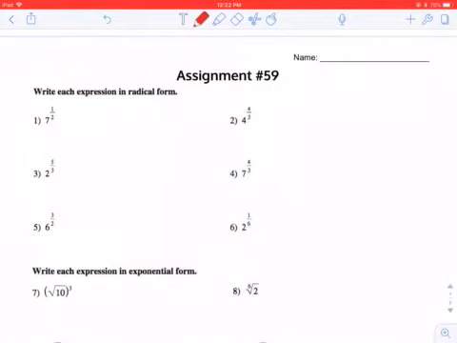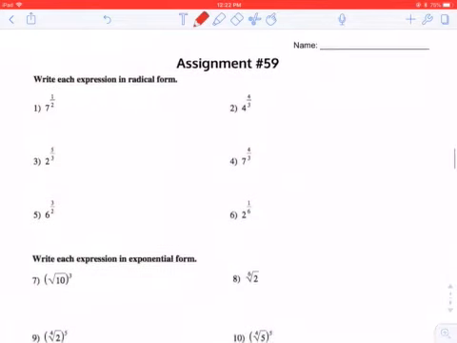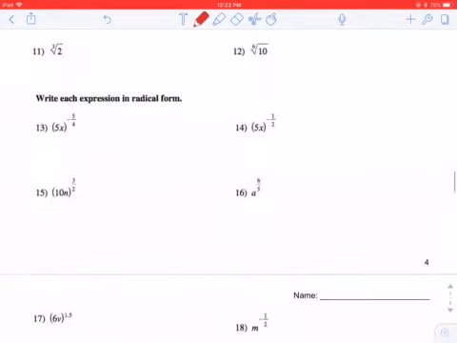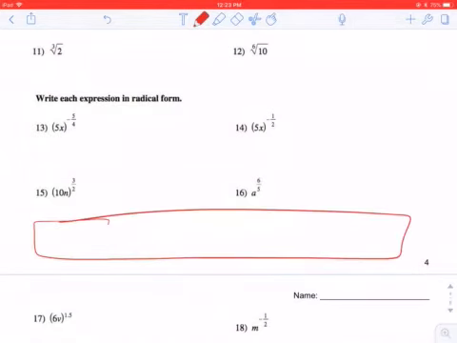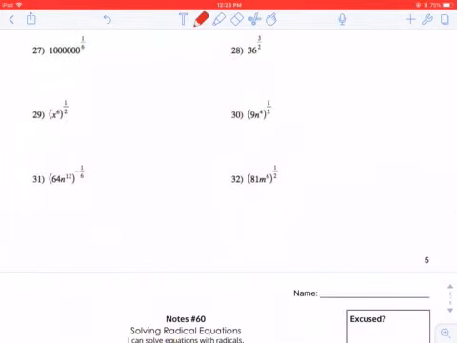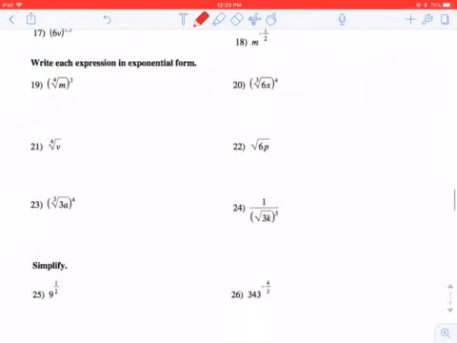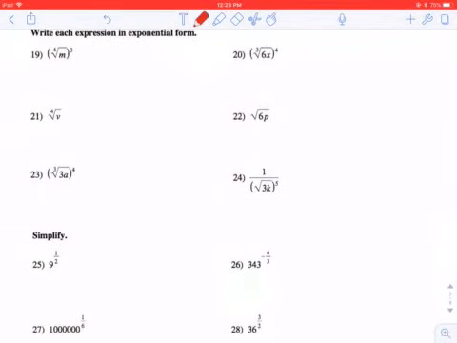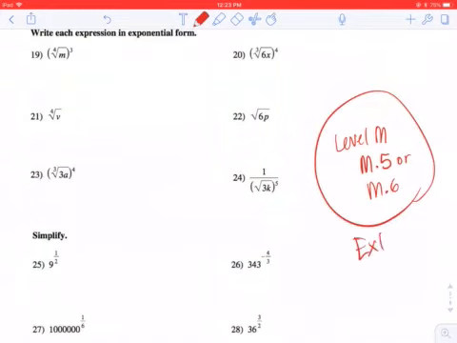Okay, so you're going to take a look at assignment 59. You're doing all the problems. The answers will be on the bottom of yours in a table, and they should all be used, so you can go ahead and find them. Same is true for page 5. Your homework is pages 4 and 5. If you are feeling good and you want to do some extra credit, level M, M.5, or M.6, those will be your extra credit. All right, y'all. Enjoy.